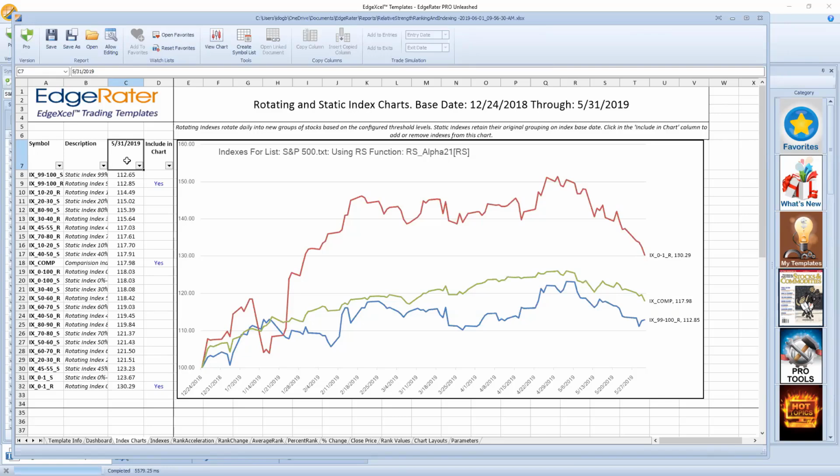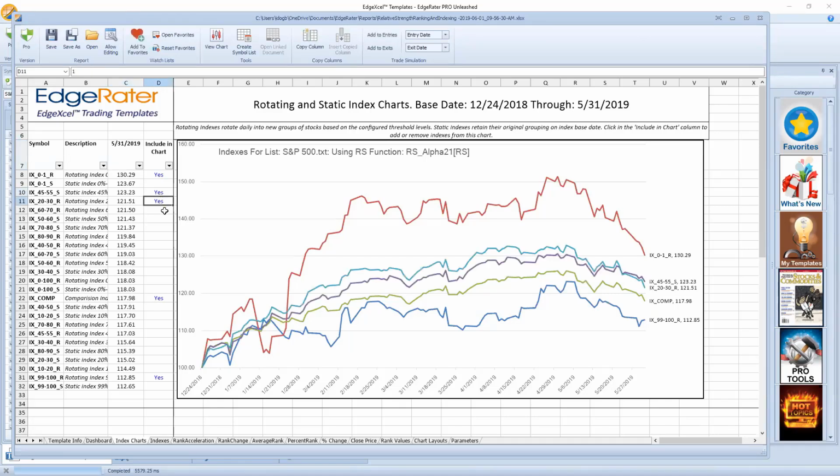So if I sort them by best performance, the 0 to 1 rotating group was best, followed by the 0 to 1 static group. And then we're looking at the 45s to 55s. That's the middle of the range. The comparison is down here somewhere in the middle.